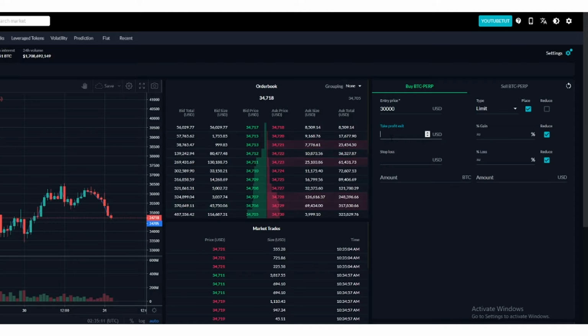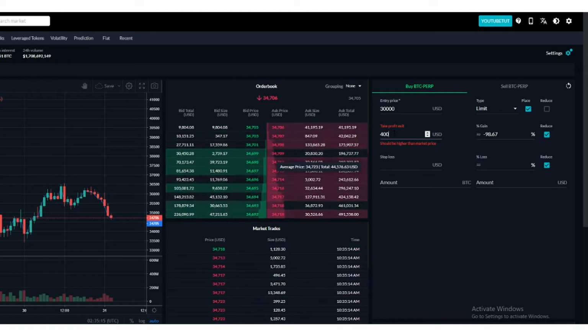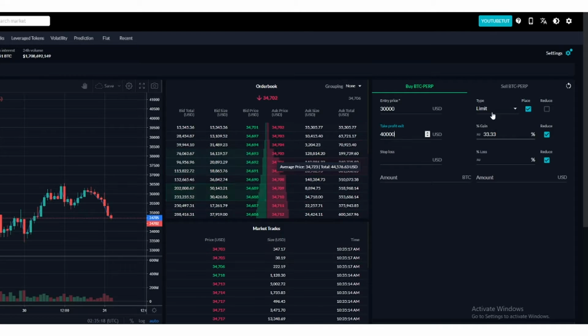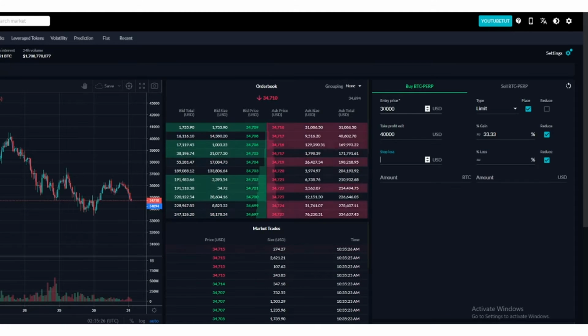And then where's your take profit? Let's say we think there's gonna be resistance at 40,000. Okay, so it's starting to populate. And then where would our stop loss be? Well, we don't want 30,000. Let's put it at 30.